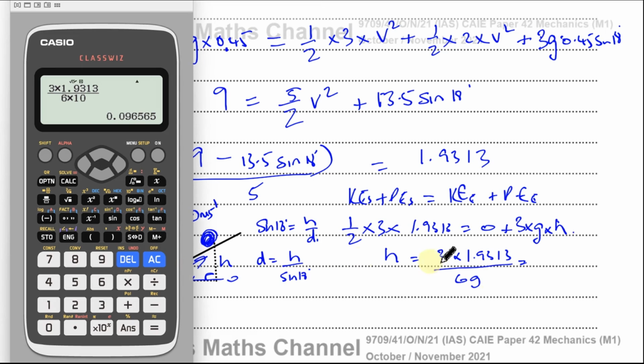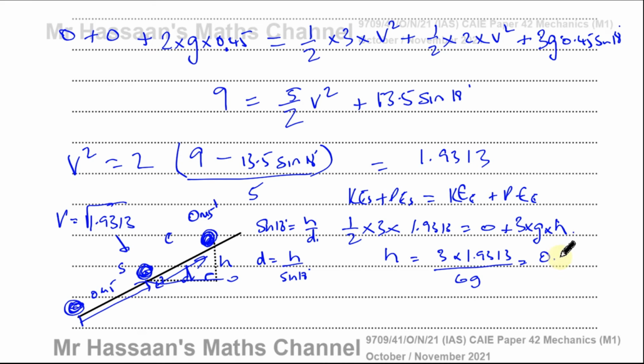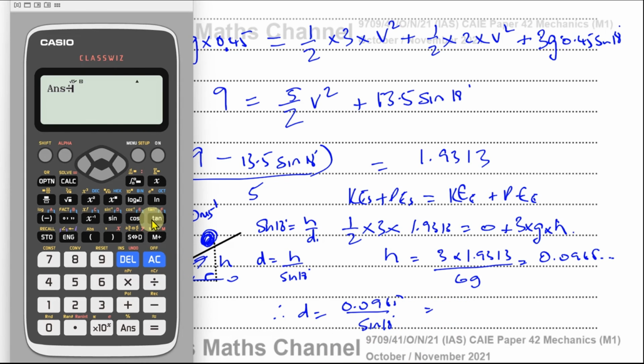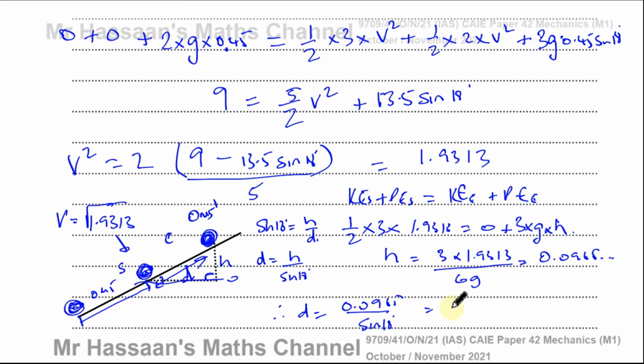And what I'm going to find is d. So I'll write this down, 0.0965. So therefore d is going to be 0.0965 over the sine of 18 degrees. That gives us 0.31249.